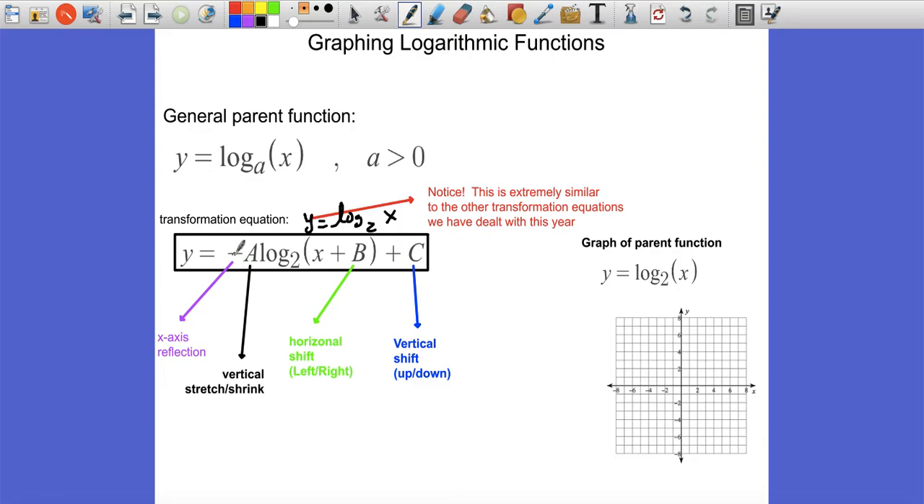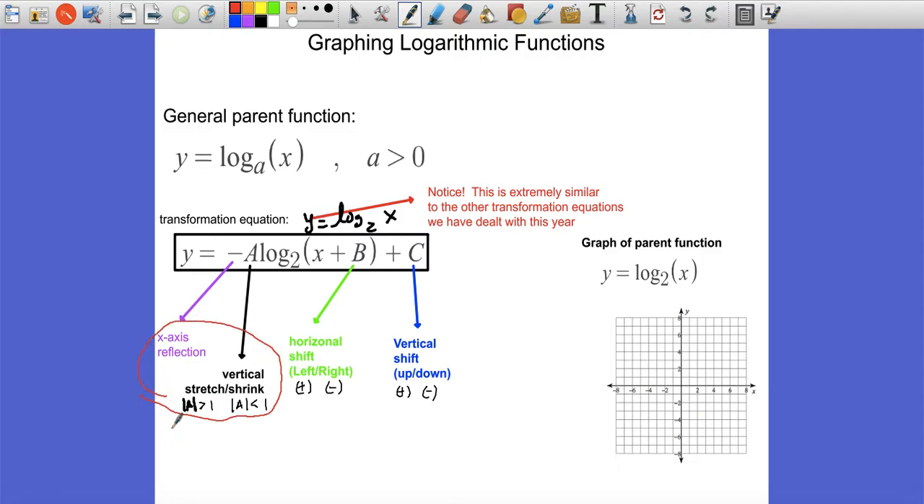So remember, the negative out front is an x-axis reflection. Any value out front is a vertical stretch or shrink. It's a stretch when the absolute value of a is greater than 1, and it's a shrink when the absolute value of a is less than 1. The plus b, remember, it's left when it's positive, right when it's negative. And for our vertical shift c, up positive, down negative, the same as it always is for all of our other transformation equations.